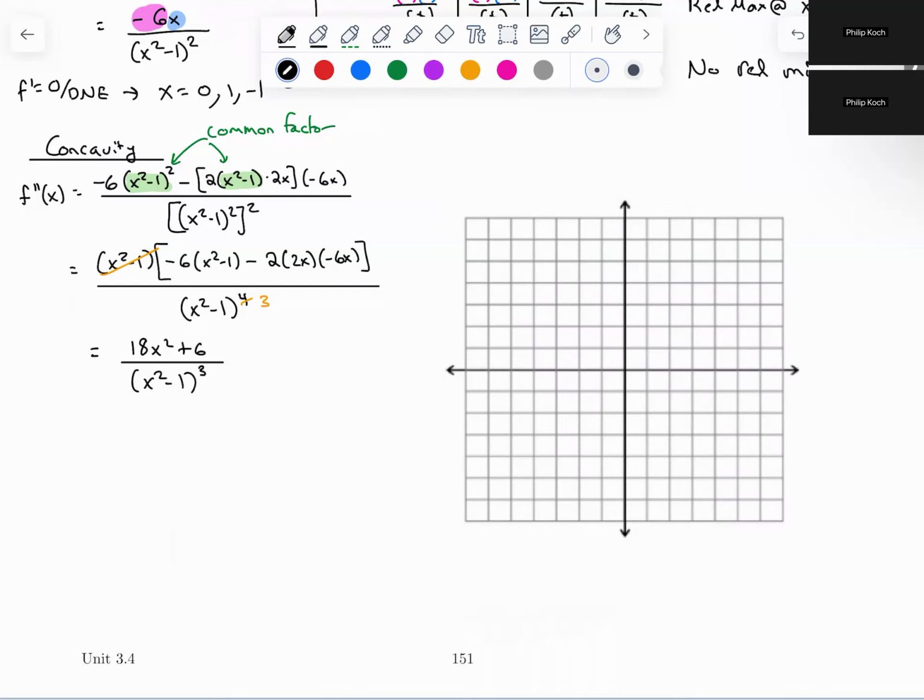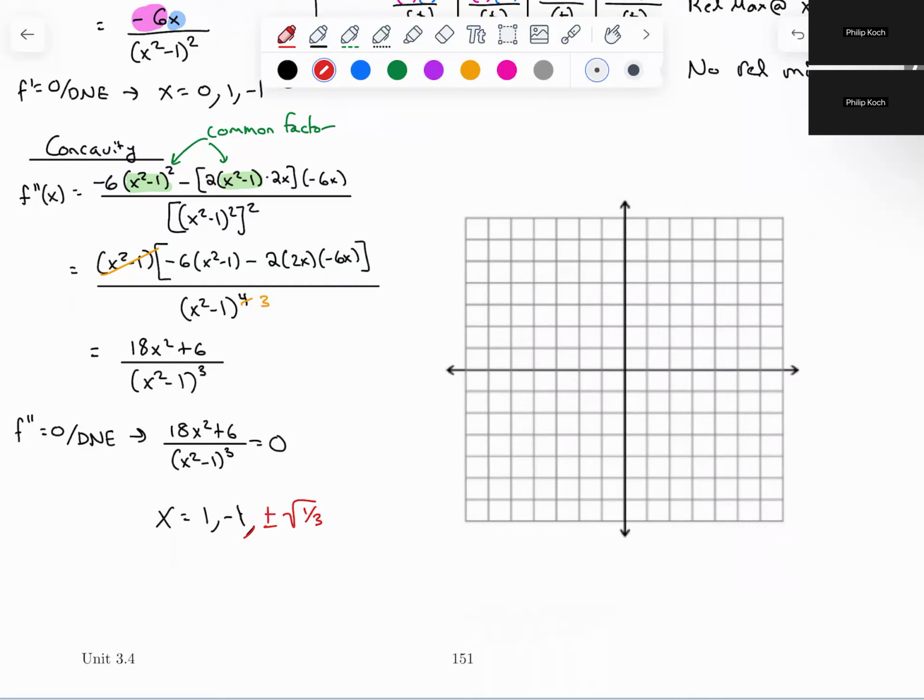So we're going to set the second derivative equal to 0 or where it does not exist. That'll give me (18x squared plus 6) over (x squared minus 1) cubed equaling 0, and where it doesn't exist. And the only values that works for are x equals 1 and -1. But John Doe student writes plus or minus the square root of 1/3.